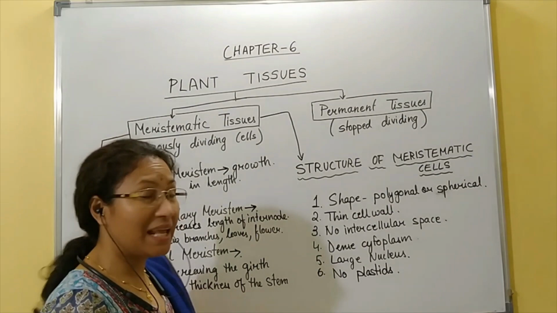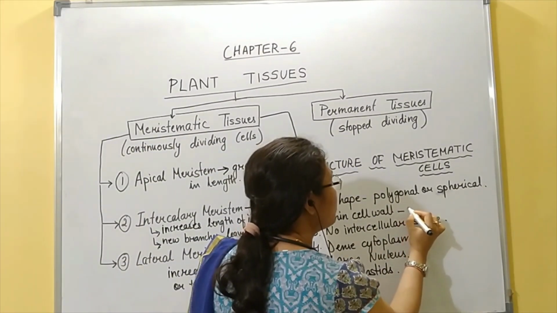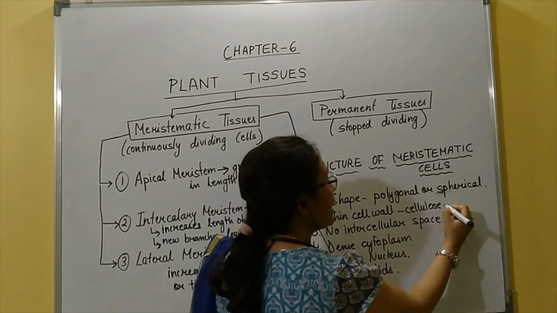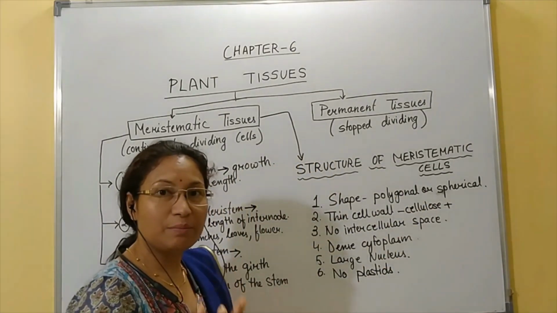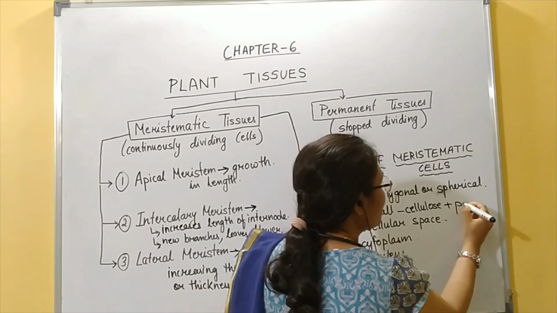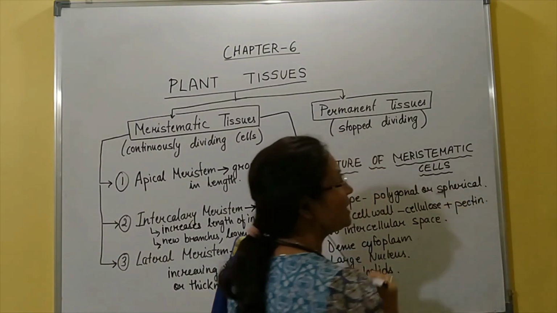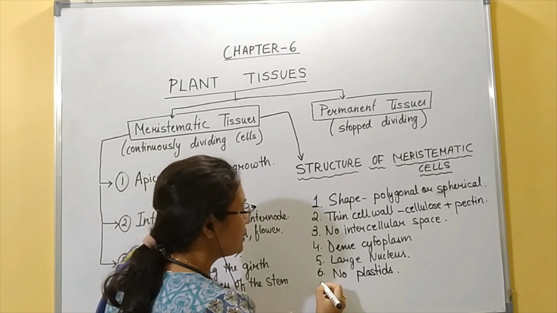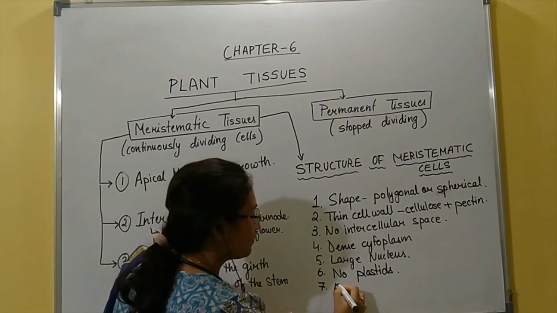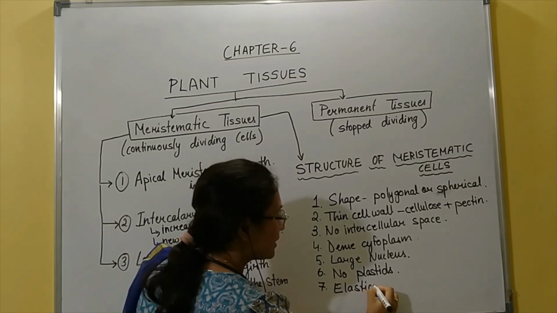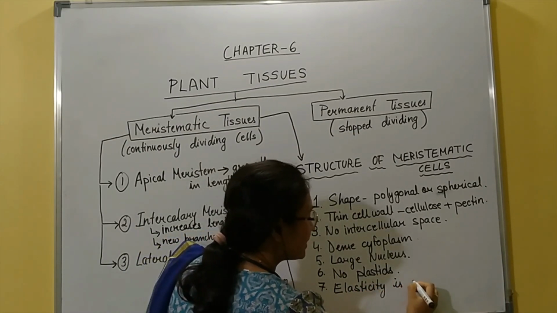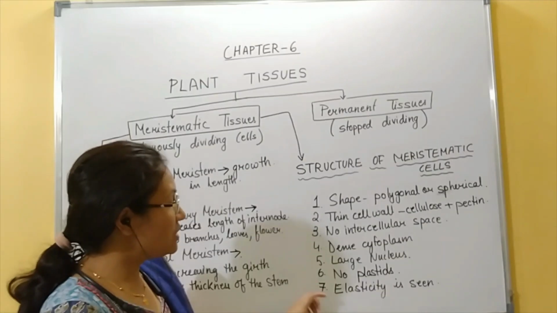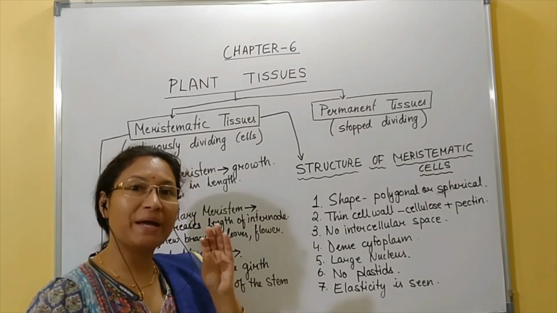Okay, and the cell wall is made up of cellulose. As we know, all plant cell walls are made of cellulose. Also there will be a little bit of pectin present. Because of this pectin, they will become very elastic in nature. So the meristematic tissues will show great elasticity. So elasticity is seen. That is the reason why the meristematic tissue can bend to any side.